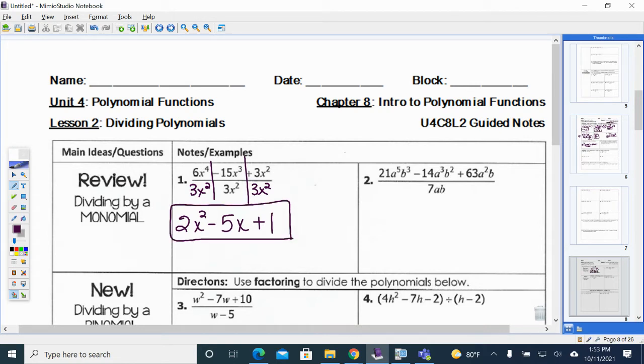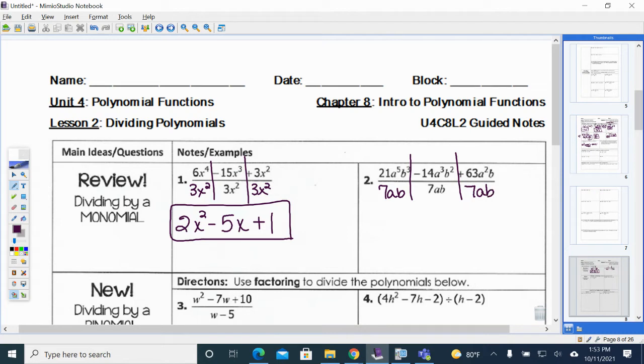I do want to look at example number 2 just because it's a little more complicated than number 1. We have 21a to the 5th, b to the 3rd, minus 14a cubed b squared plus 63a squared b divided by 7ab. So again, what we're doing here is we're dividing by a monomial. So each term in the top gets divided by the 7ab.